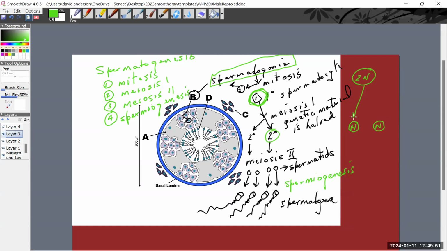So they underwent meiosis 1. And then they're each going to divide into, remember we call these spermatids. They will have half the chromosome material, but now there's 4 of them. And when they undergo spermiogenesis, we're going to end up with 4 motile spermatozoa, but not yet mature.